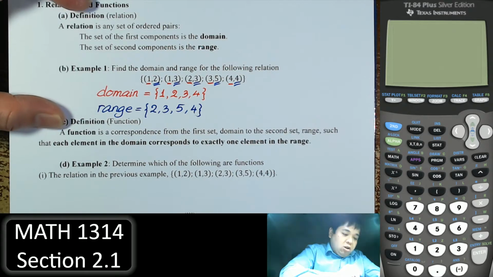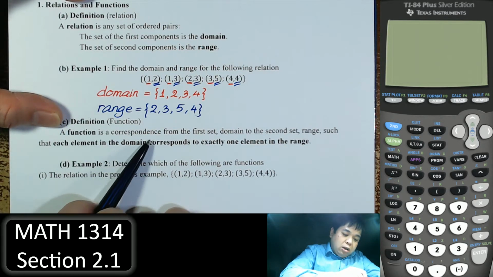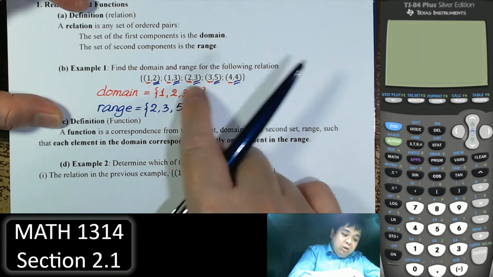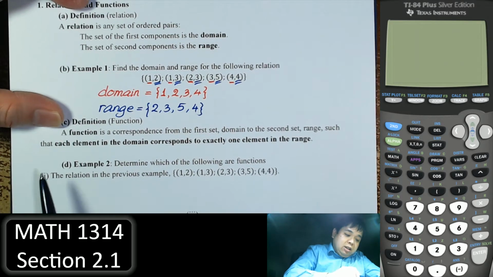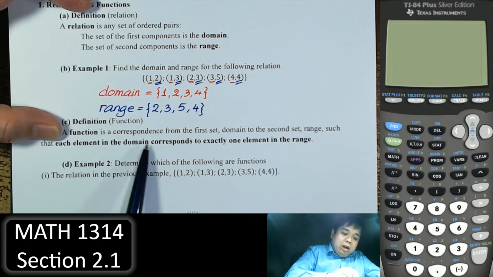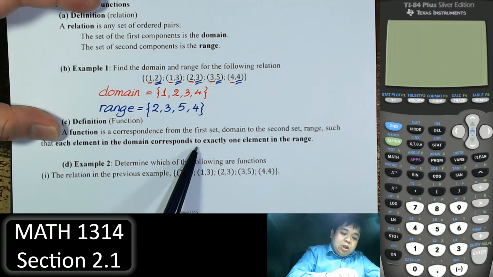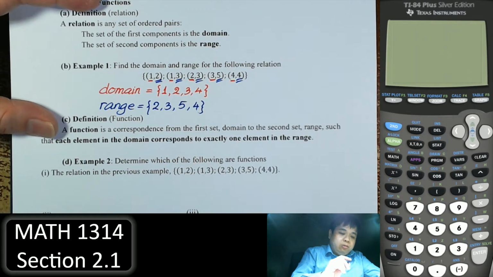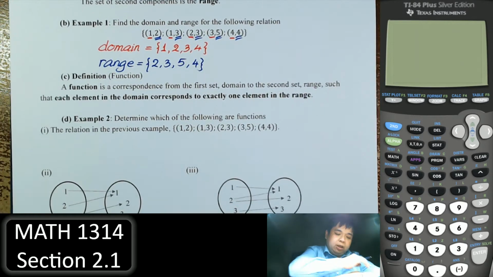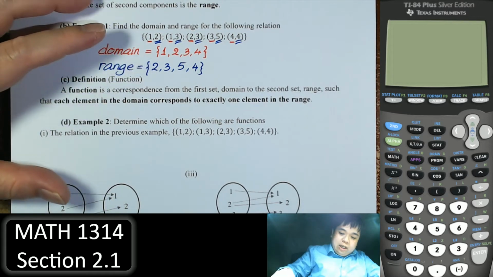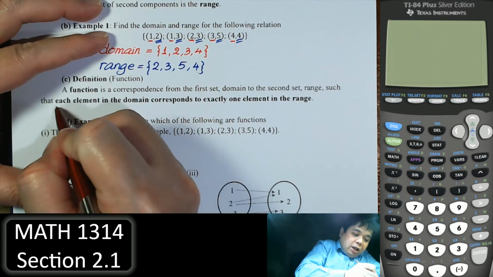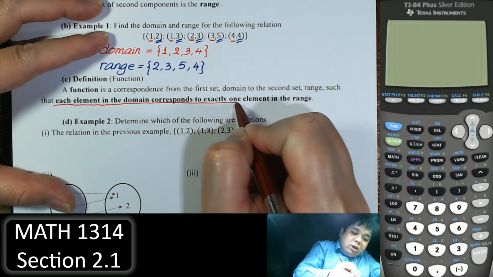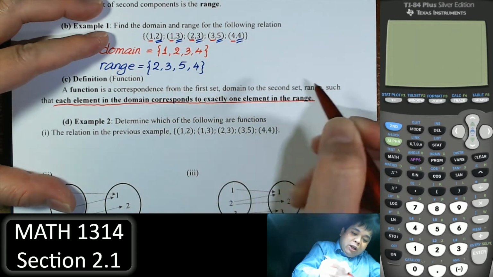Next we define a function. A function is a correspondence from the first set, the domain, to the second set, the range. So it is a relation. However, each element in the domain corresponds to exactly one element in the range. The key part here is that each element in the domain corresponds to exactly one element in the range.